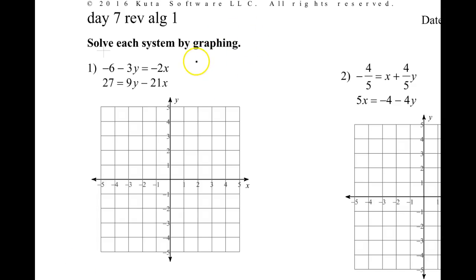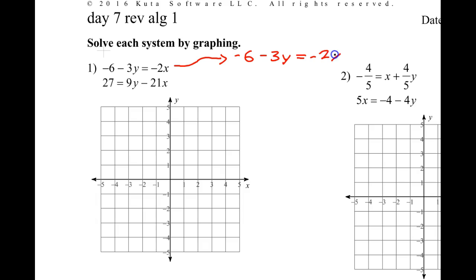So for our last review this week, let's just start by solving everything for y. Okay. So there's not a lot of room right underneath the problems. You might need to rewrite them just to have space.